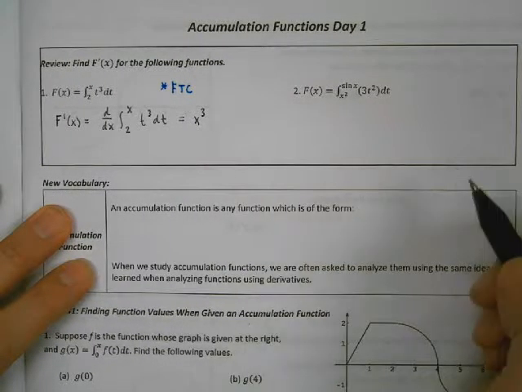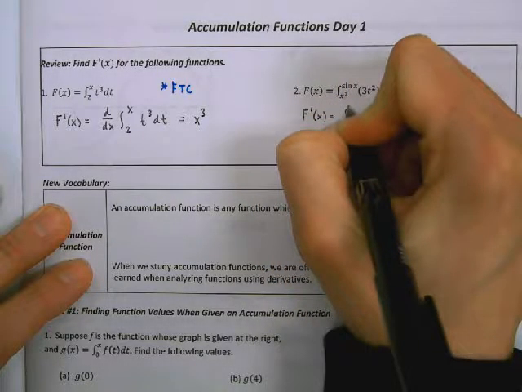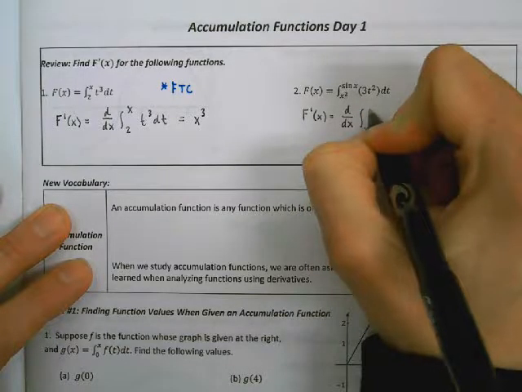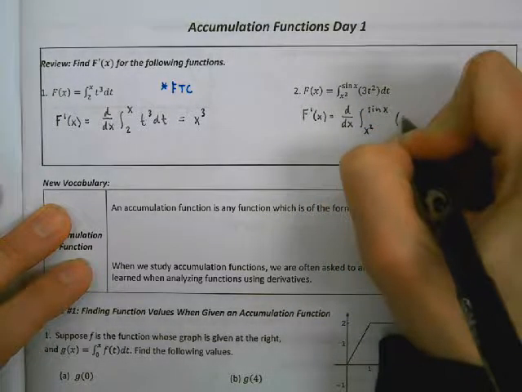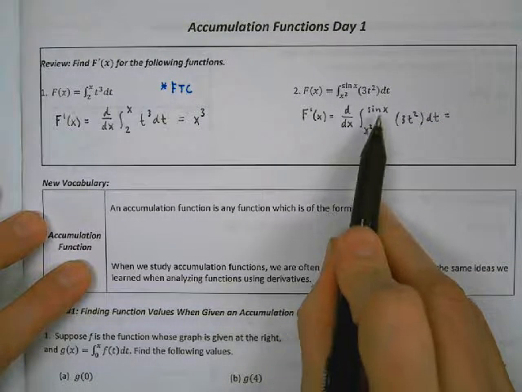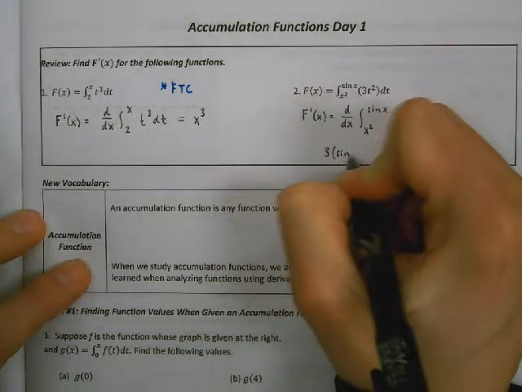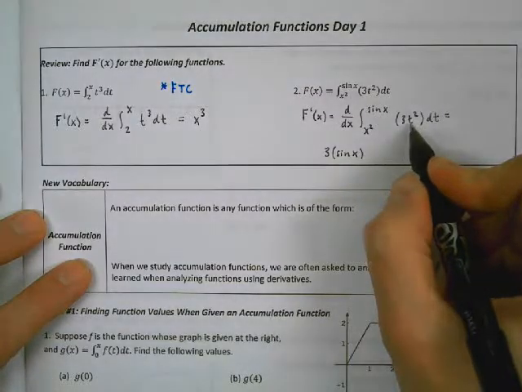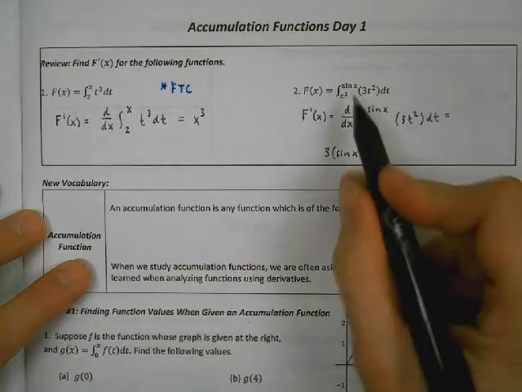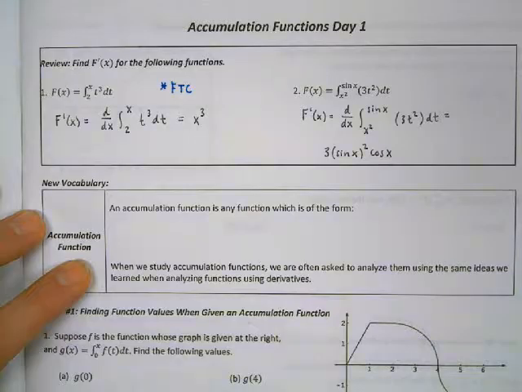Now the next one, same idea, still fundamental theorem. But now it's just a little more complex because I have an upper and a lower limit that are both functions of x. 3t squared dt. So now I'm going to plug this in still. So I'm going to get 3 times sine of x. I'm going to put that in parentheses because this t is squared, so my sine of x is going to be squared. But then remember, because this is a function of x, I need to multiply by the derivative. So I have times cosine of x.